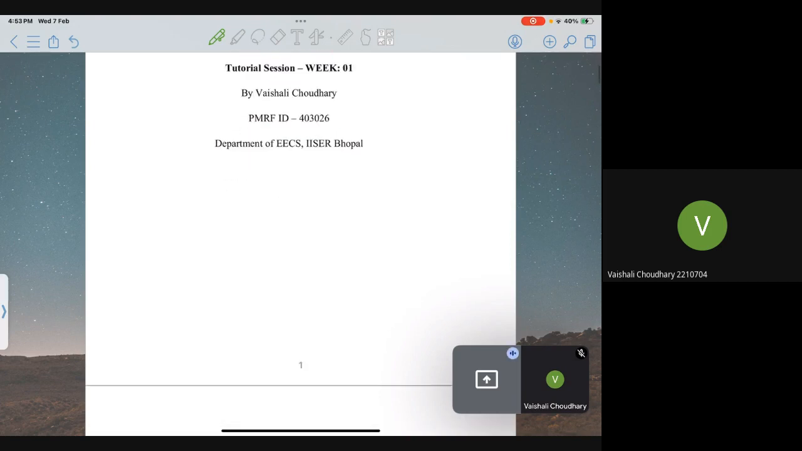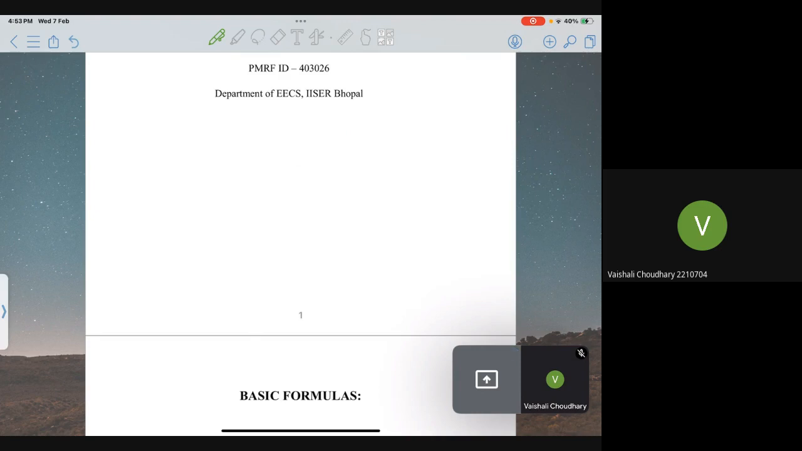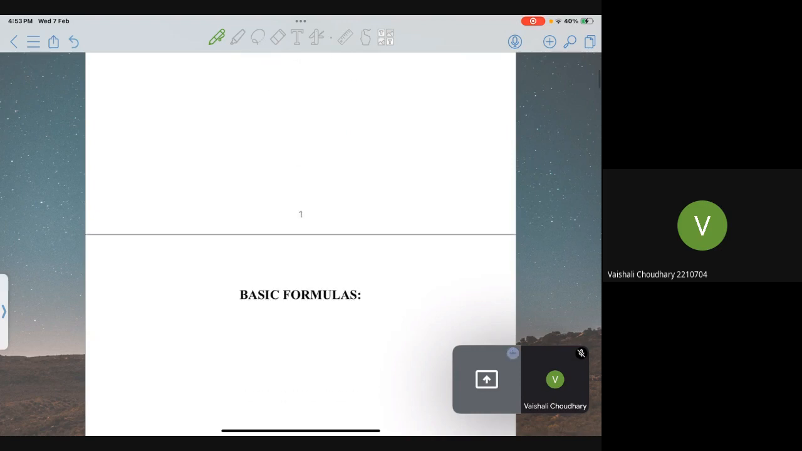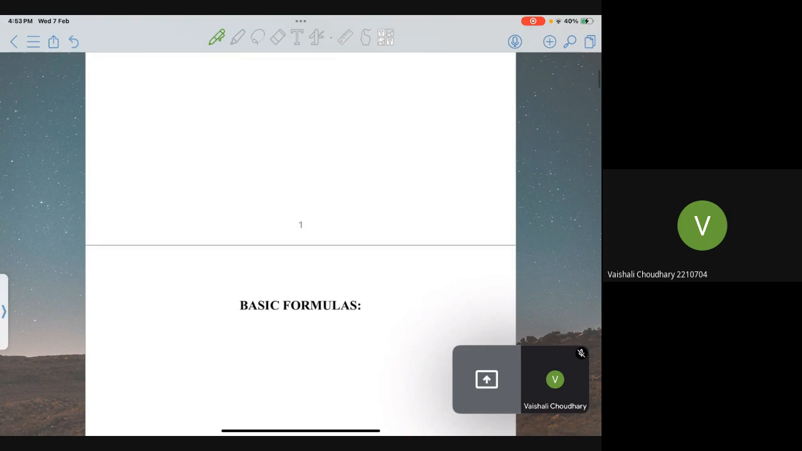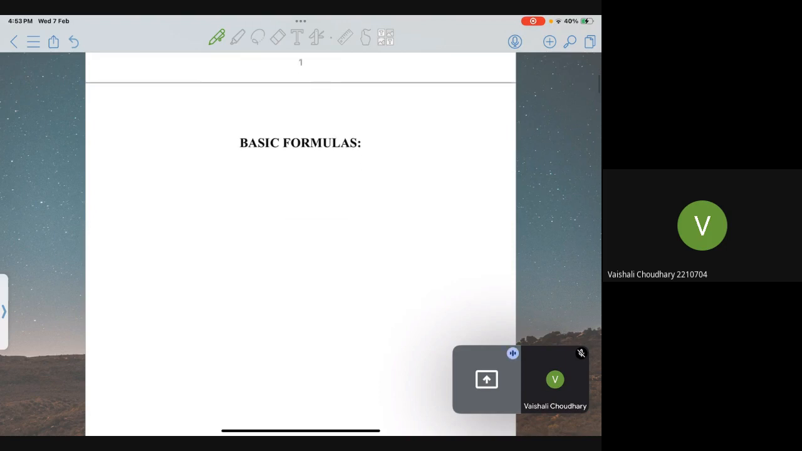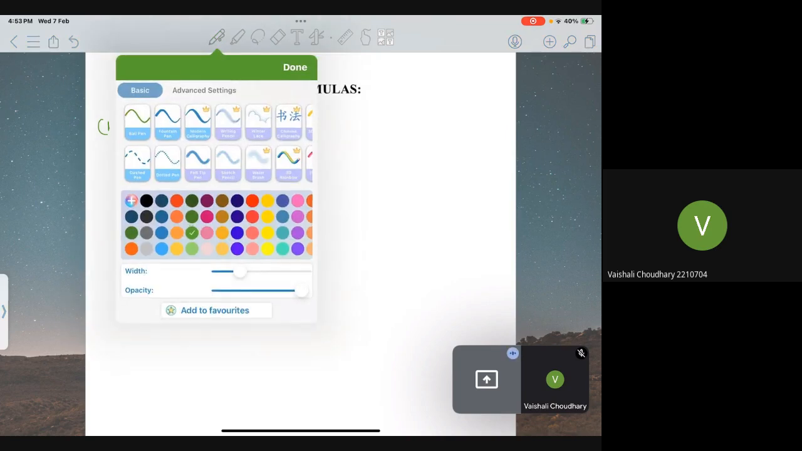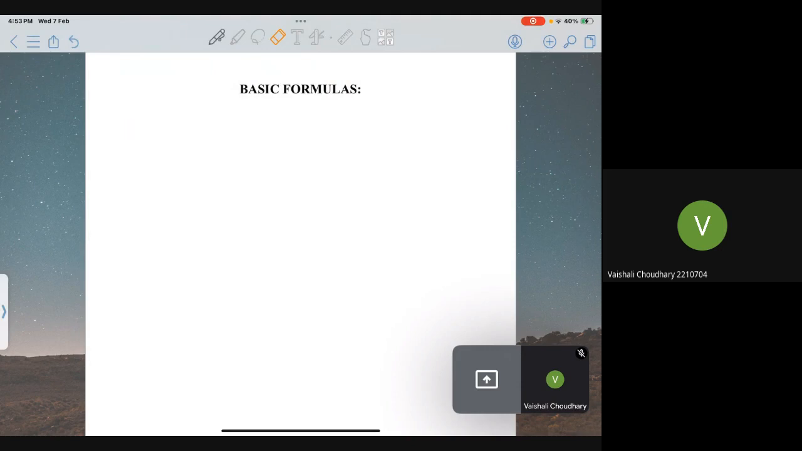In this session, we'll discuss some problems based on electromechanical systems. So we'll start the session. We'll start with some basic formulas of mechanics, basic mechanics. So first, we'll learn stress.